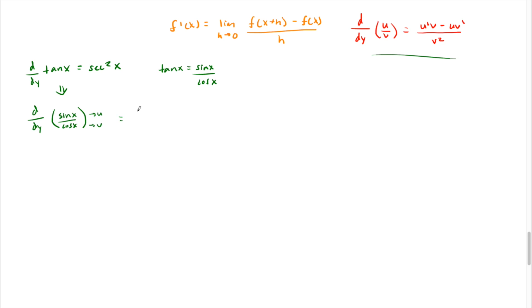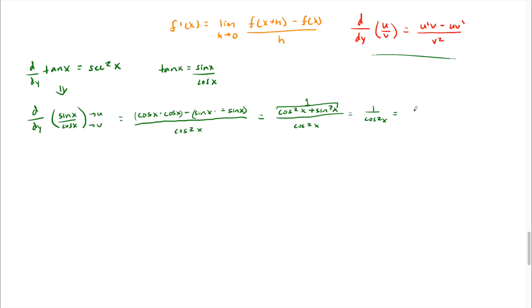And if we go through the motion, we're left with the derivative of sine is cosine x times cosine x minus sine x times negative sine x, because that's the derivative of cosine, all divided by v squared, which is cosine square x. And now if you were to simplify this, we're left with cosine square x, negative times negative is positive, plus sine squared x, all divided by cosine square x. And then this is a Pythagorean identity, which evaluates to 1. So we're left with 1 over cosine square x, which you could flip back up to secant square x.